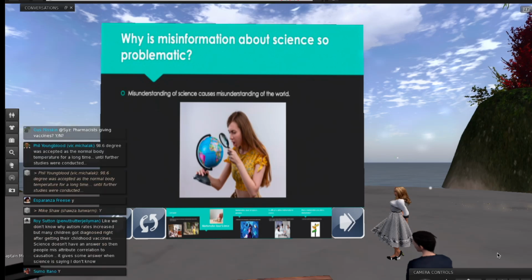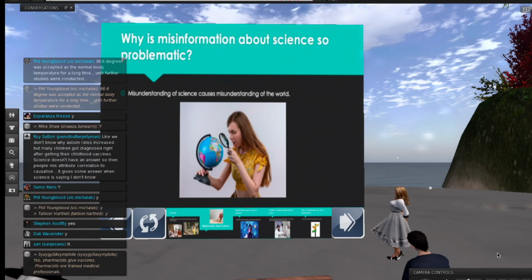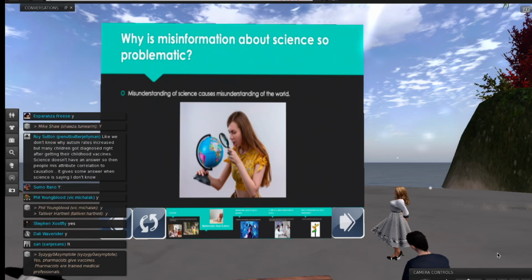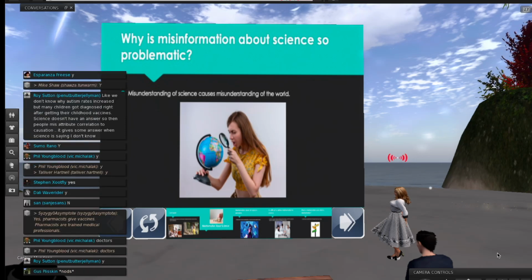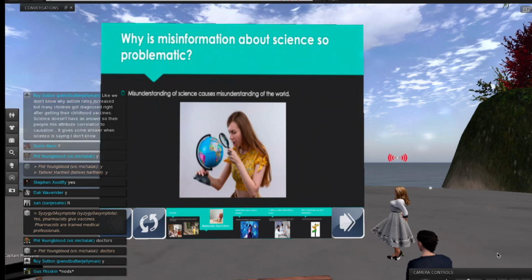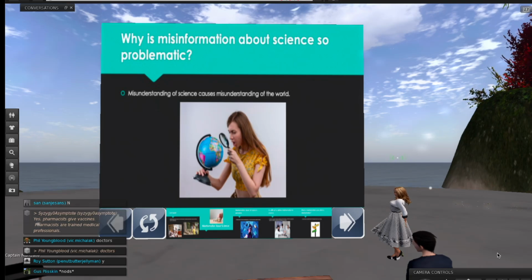Gus wants to take a quick poll. Should pharmacists be allowed to give vaccines? Yes or no? Just type Y or N. I think people are agreeing that pharmacists have the professional capacity to do that.